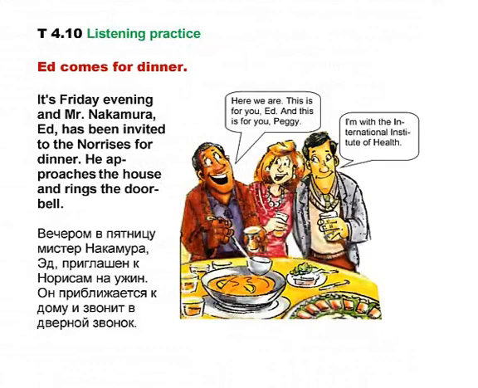Listening practice. Ed comes for dinner. It's Friday evening and Mr. Nakamura, Ed, has been invited to the Norrises for dinner. He approaches the house and rings the doorbell.